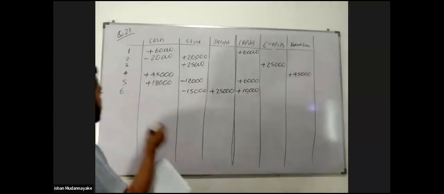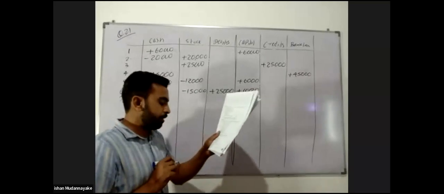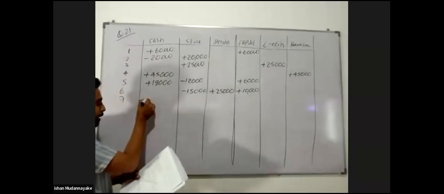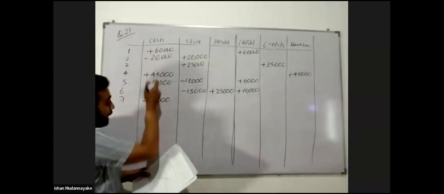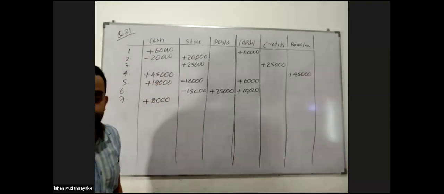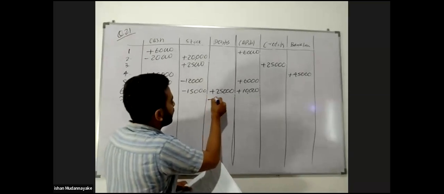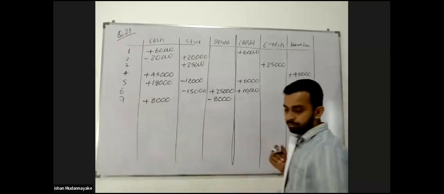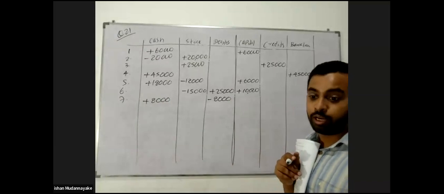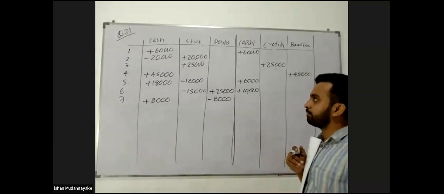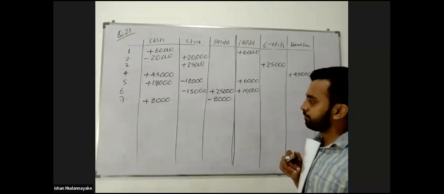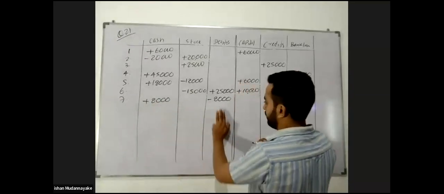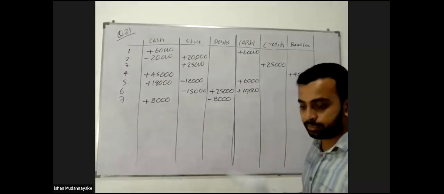Transaction number 7. Received 8,000 from debtors. Debtors paid us, so cash increased by 8,000, and debtors decreased by 8,000. Cash increase, debtors decrease. Asset increase, asset decrease. Every transaction has a dual impact. We'll discuss this again today. Cash increase, asset increase; debtors decrease, asset decrease.